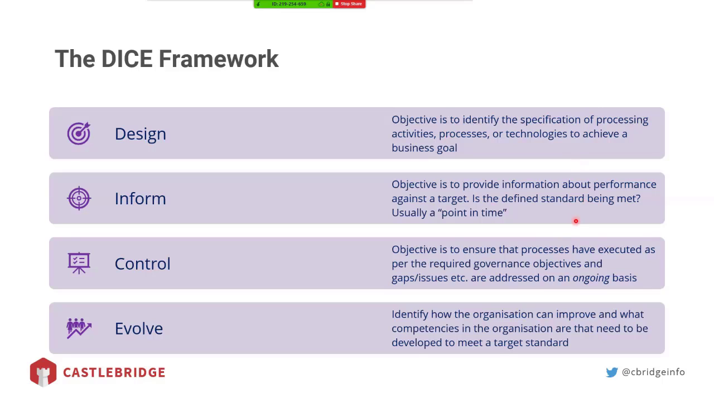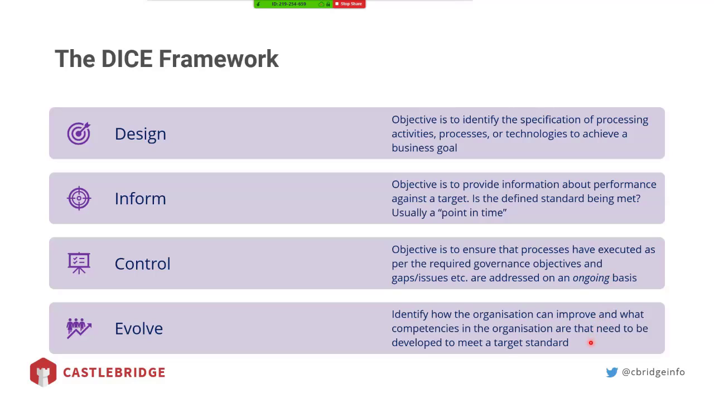If we're looking to inform the organization, the objective of our activity is to measure performance against a target, identifying whether the defined standard is being met. And this is usually a point-in-time assessment, a snapshot, to inform the organization of where it is. From a control perspective, we're looking to make sure that processes have been executed according to the required governance objectives, and that they're being addressed on an ongoing basis. We'll talk about that in a bit more detail later on, but this isn't an audit. This is a checkpoint at the end of the deployment of a project, the introduction of a new system, and it's an ongoing part of your governance rather than a point-in-time snapshot view of how the organization is doing.